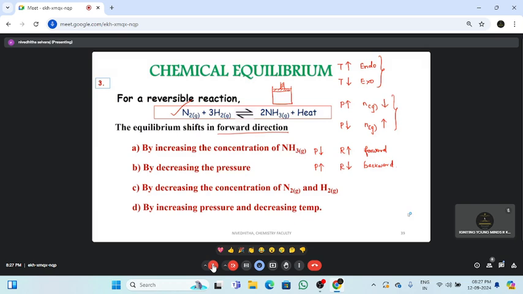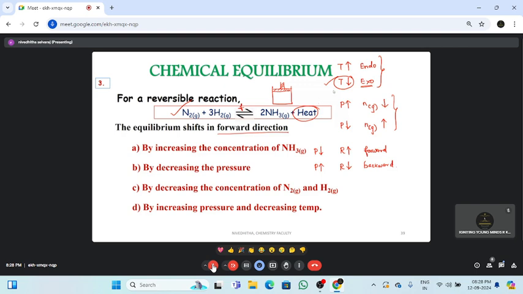We have to shift the equilibrium in forward direction. So what is this forward reaction? This is an exothermic reaction. So to move the reaction towards the exothermic direction, what do we have to do? We have to decrease the temperature. That is point number one.